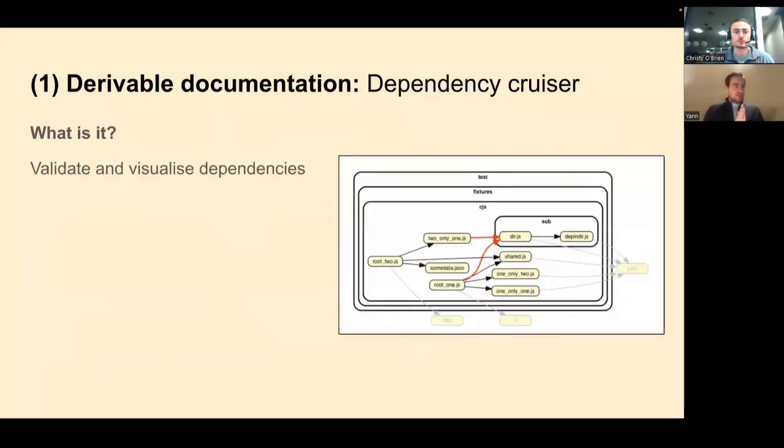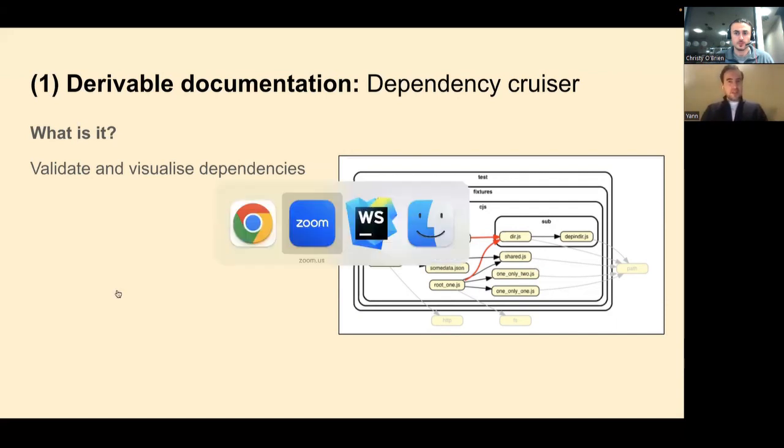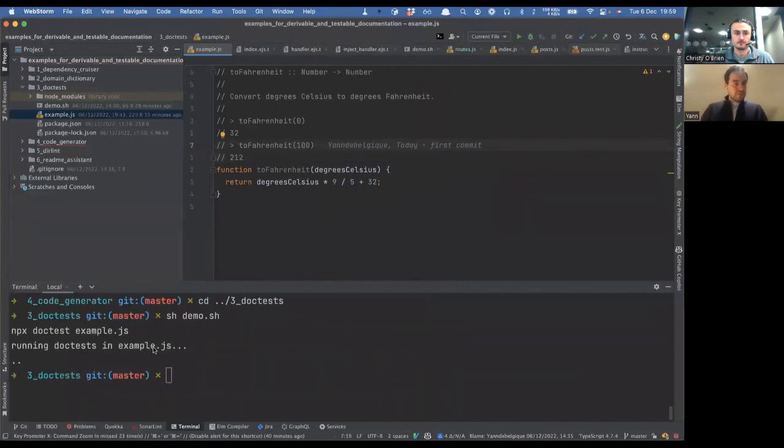Okay, so that's for the theory. I want to do some demos. So now I'm going to go through those examples that I illustrated and show you how it works. The first example here is Dependency Cruiser, right? And what does it do? Well, it helps you validate and visualize your dependencies. So let me jump into my editor.